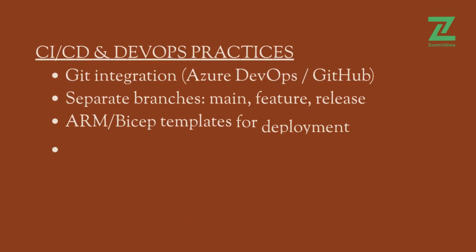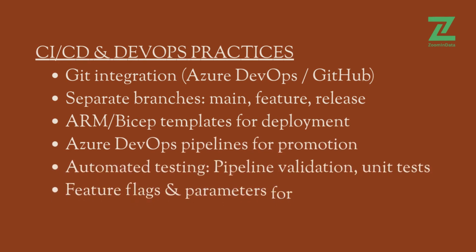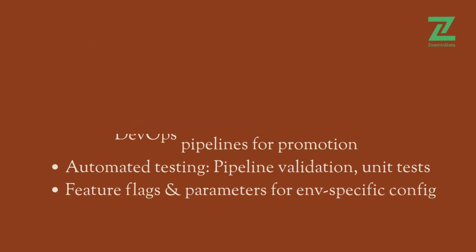CD is essential for enterprise ADF. Enable Git integration with Azure DevOps or GitHub for version control. Use branches like main, feature, and release for controlled collaboration. Deploy via ARM or Bicep templates for consistency. Build Azure DevOps pipelines to promote from dev to test to prod with approvals. Implement automated testing, pipeline validation, unit tests for expressions, and integration tests. Use feature flags and parameters to manage environment-specific configurations safely.